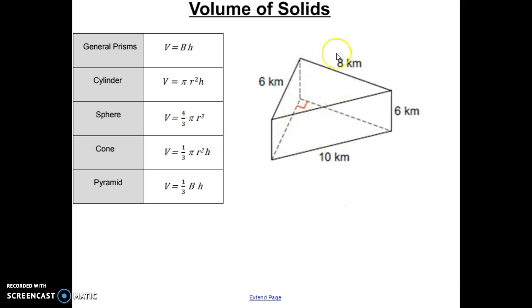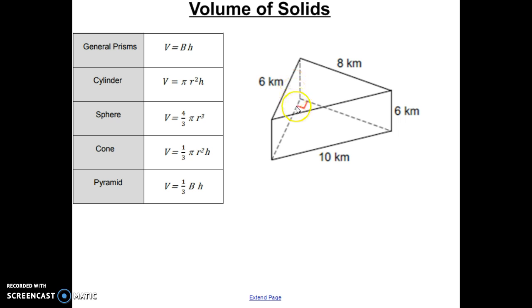Okay, another prism. And I know it's a prism because I have two congruent shapes that are the bases, the top and the bottom. So it's the top triangle and the bottom triangle. So I need to find, first of all, the area of that triangle. So the area of that triangle is not 8 times 6 because 8 times 6 are side lengths. Neither one of those is the height. Or not necessarily. You have to look a little closer.